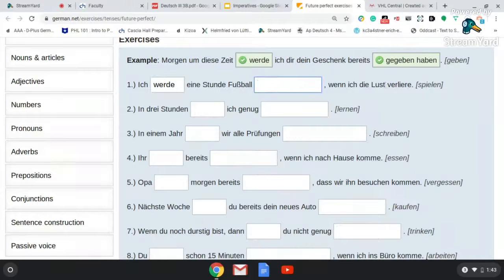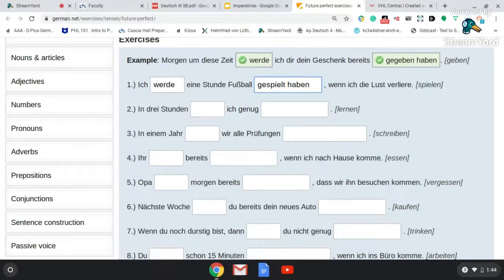Well, the past, that's a regular verb. Gespielt haben. Good. So I will have played an hour of soccer if... Yeah, the sentence didn't make a whole lot of sense. If I lose my desire for it, if I lose my interest in it, maybe. Okay, kind of a weird sentence.